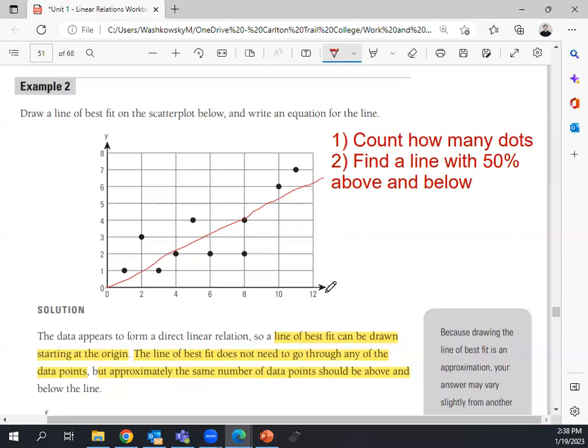So I've drawn my line of best fit. And again, if I want to double check it, let's look. I have half of my points above it. I have half of my points below it, or around half. Again, 4 and 6 is okay.